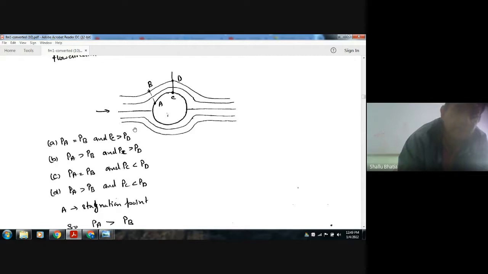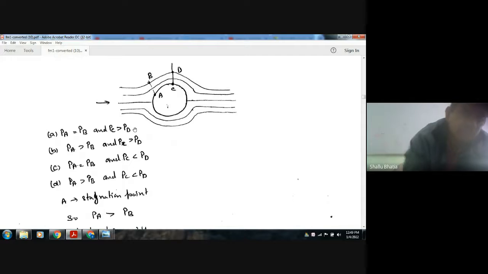PA is greater than PD and PC is less than PD. At this time, when this body is rotating and flow is like this, there exists a stabilization point in between this region. That is given by the amount of circulation given to the body. So this point A is your stagnation point.